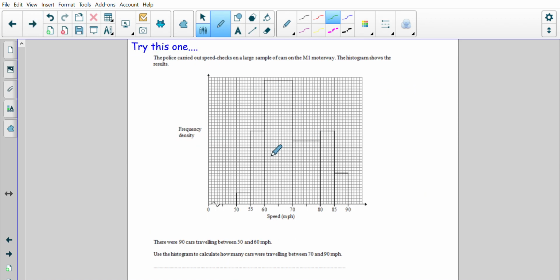Okay, so this says to try this one. This is actually on your question sheet. So what I'd like you to do now is to go to the worksheet for this lesson, which is detailed on the assignments.